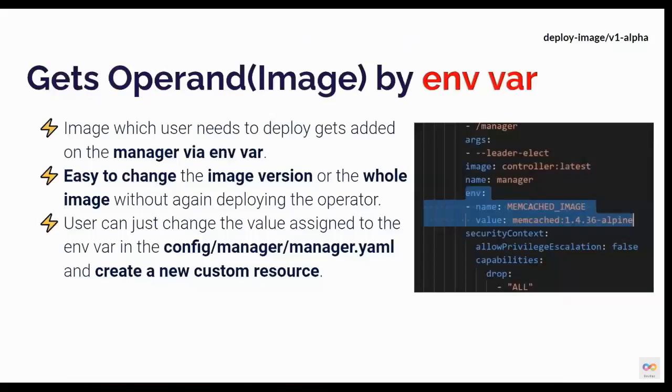So the image which the user needs to deploy gets added on the manager via an environment variable. The reason for doing that is if the user wants to change the version or the whole image used in the operator, then there is no need to change the project code, build a new operator image and then deploy. The user can just change the value assigned to the environment variable in the manager YAML and create a new custom resource.